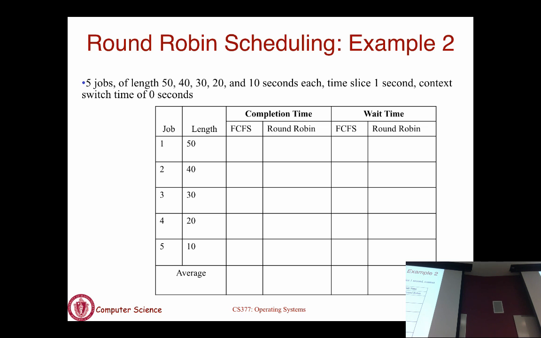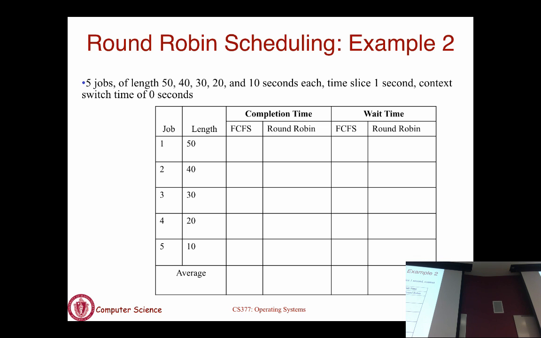Round robin will cycle through them 1 second at a time. Once all jobs have received the 10th time slice, you will see that job 5 has actually gotten all of its computation time.